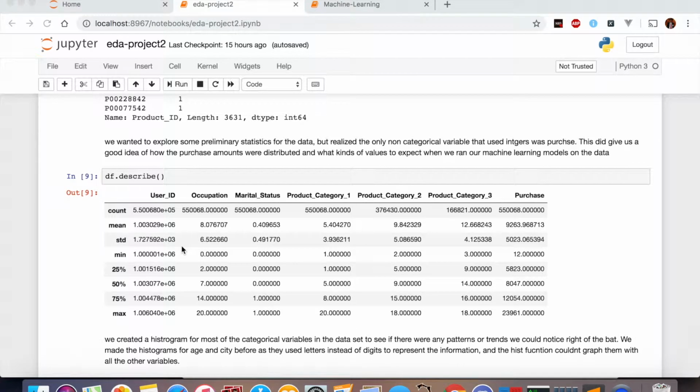Finally, we decided to get some summary statistics of the data set. For a lot of these it didn't make much sense because they were all categorical variables, but the one that actually made a lot of sense was purchase amount, and this gave us the mean and standard deviation.